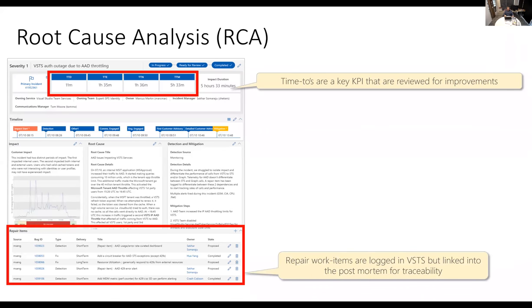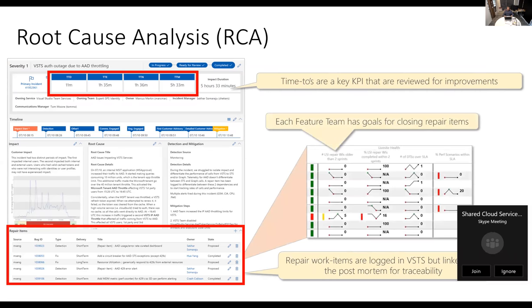Out of every LSI comes a root cause analysis with a detailed set of repair items that are the things that need to get fixed so that this kind of thing never happens again. And those things go onto an engineering scorecard that we use to track the repair items that every engineering team has. You're expected to resolve all of your repair items within 2 sprints. Our scorecard tracks the number of repair items that you have that are over 2 sprints old, and there's visibility and pressure on getting those fixed.